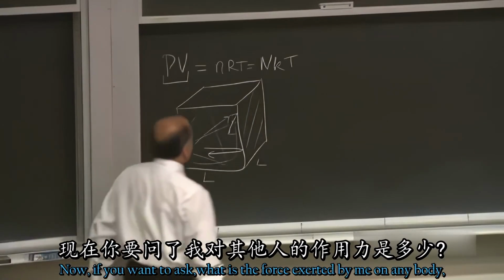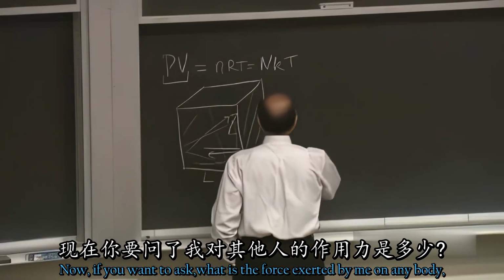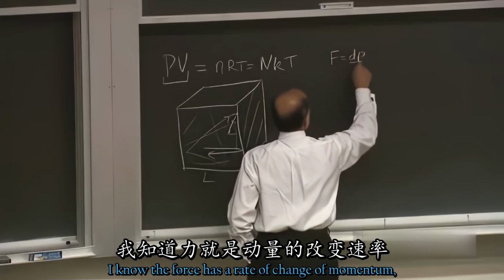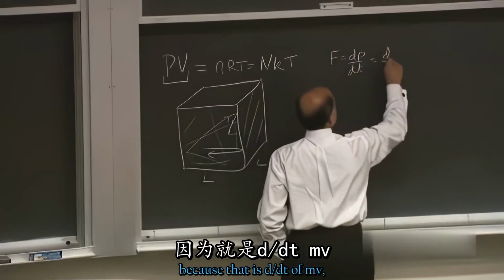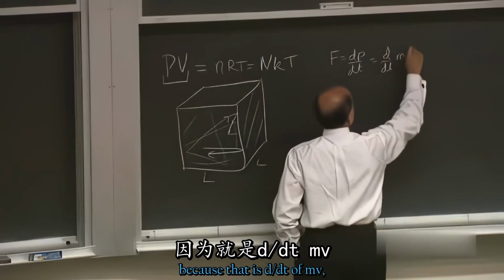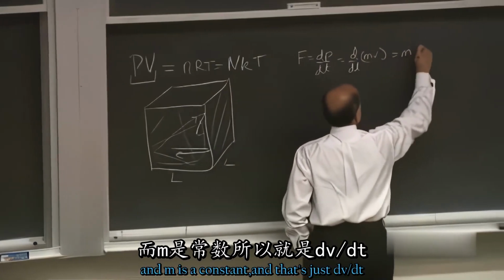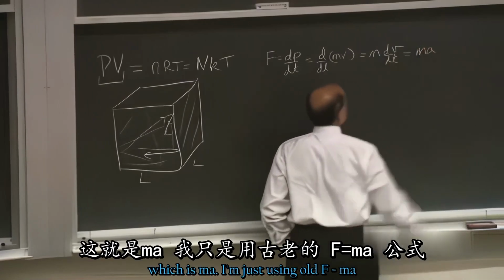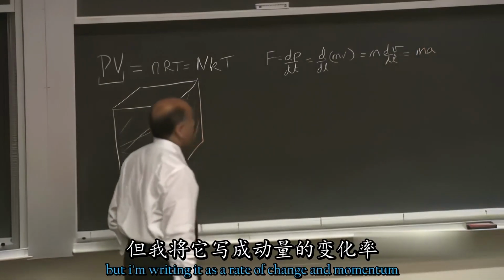Now, if you want to ask what is the force exerted by me on any body, I know the force is the rate of change of momentum, because that is d by dt of mv, and m is a constant, and that's just m dv/dt, which is ma. I'm just using the old F equals ma, but I'm writing it as rate of change of momentum.